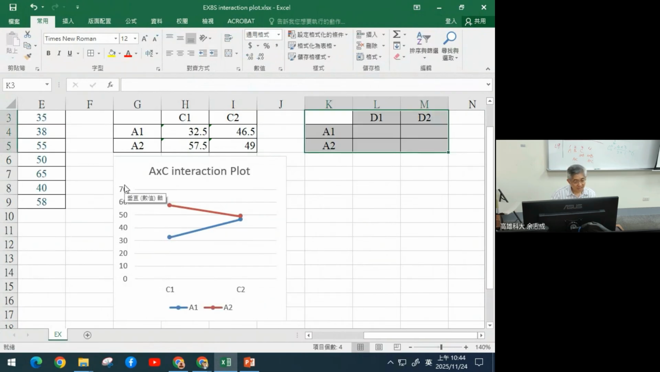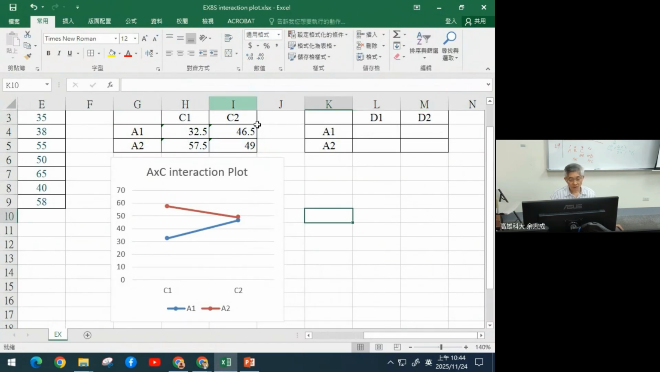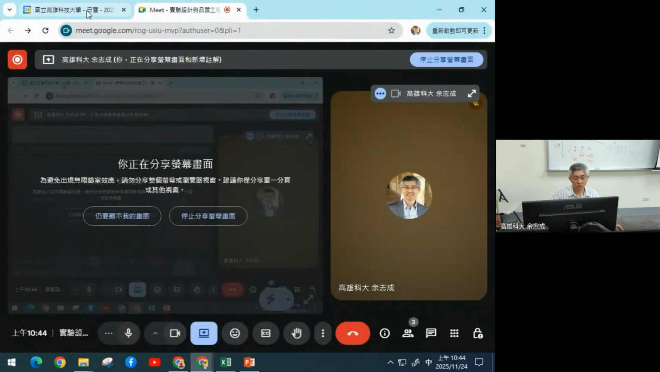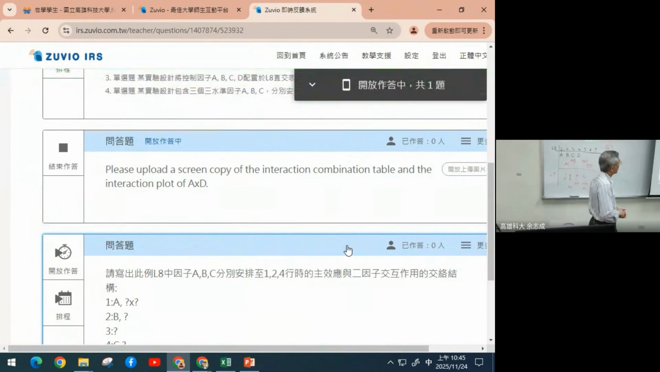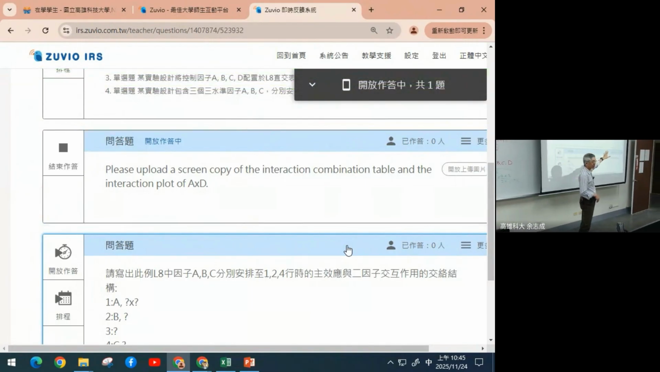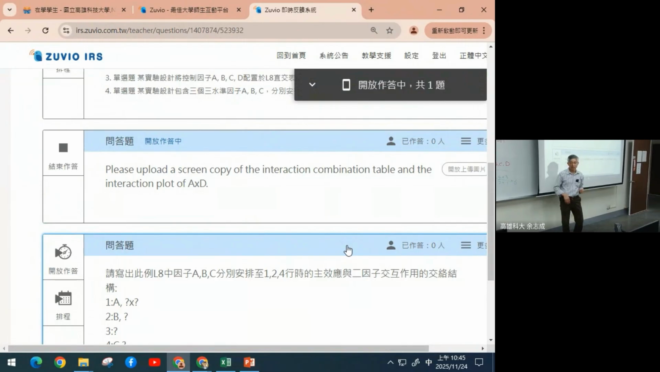Following the similar process, I want you to find out what the interaction plot for A and D is. After you finish that, please make a screen copy of your A and D. I just need A and D to the Zuvio, so I know you will know how to do it. So please come up with this interaction combination table and the interaction plot for AD.